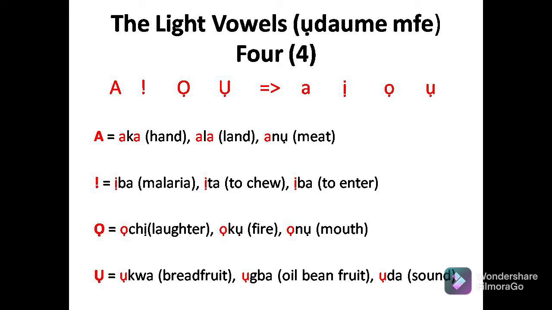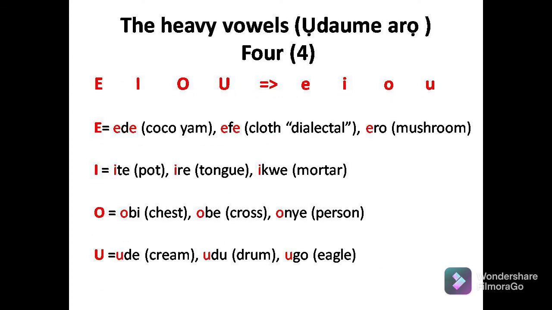We have oko. Oko means fire. We have ono. Ono means mouth. We have okwa. Okwa is a type of food we call breadfruit. We have oba. Oba, or bean fruit. We have oda. Oda means sound. Let's look at the heavy vowels.